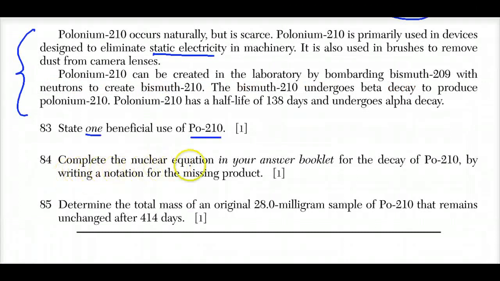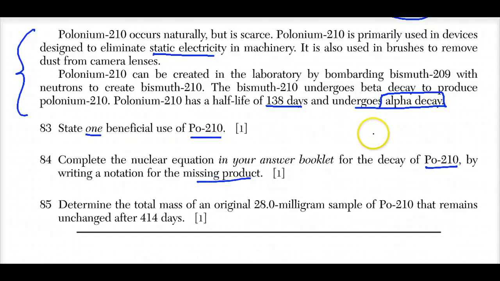84 says complete the nuclear equation in your answer booklet for the decay of polonium-210 by writing the notation of the missing product. Now, if I go into my reading, because I don't know if polonium-210 is in Table N, they say it can be created by bombarding bismuth with neutrons to create bismuth-210. The bismuth-210 undergoes beta decay to produce polonium. Polonium-210 has a half-life of 138 days and undergoes alpha decay.